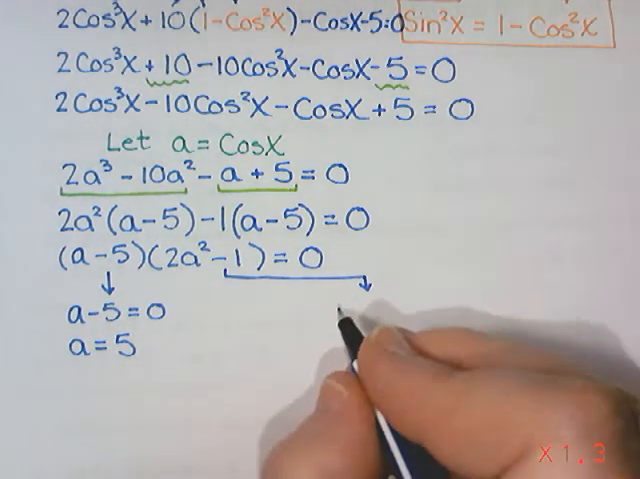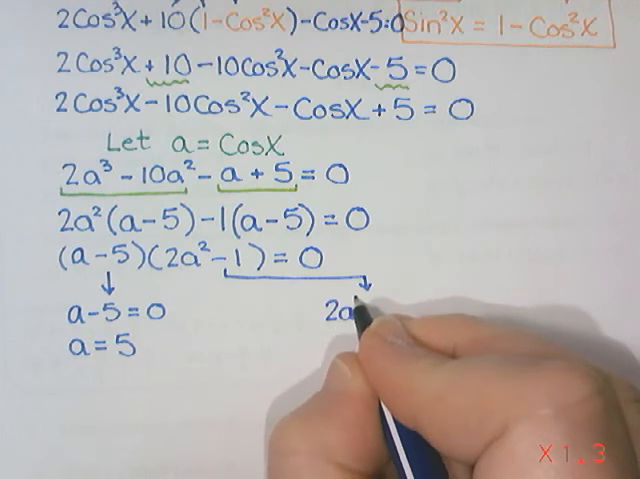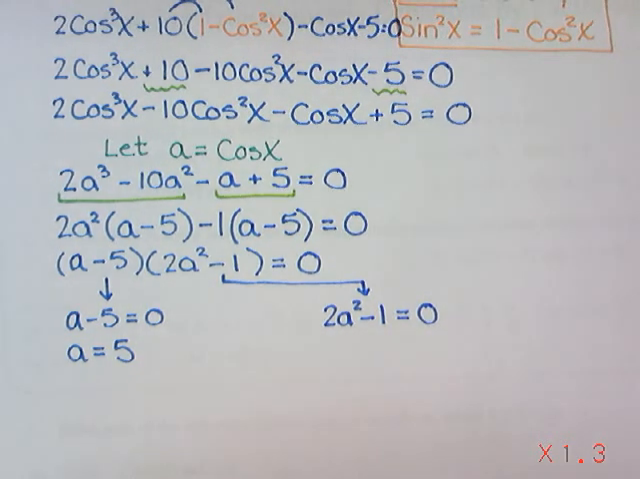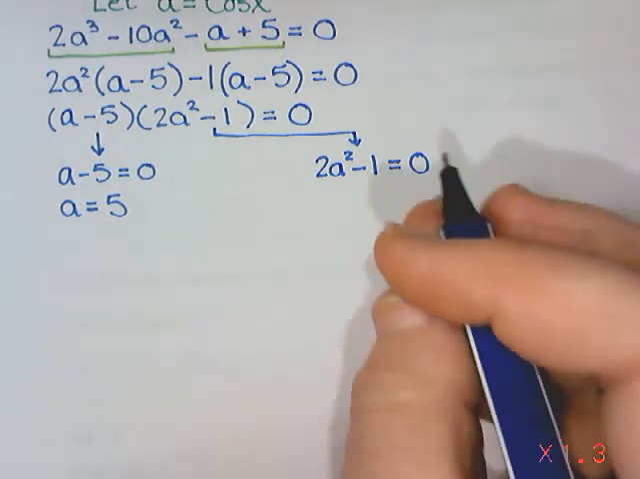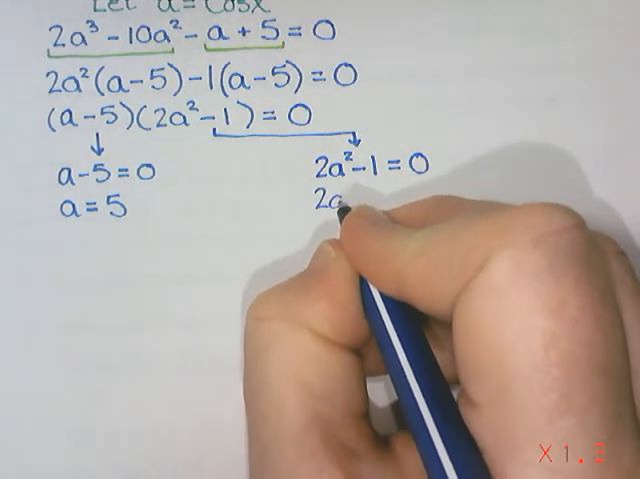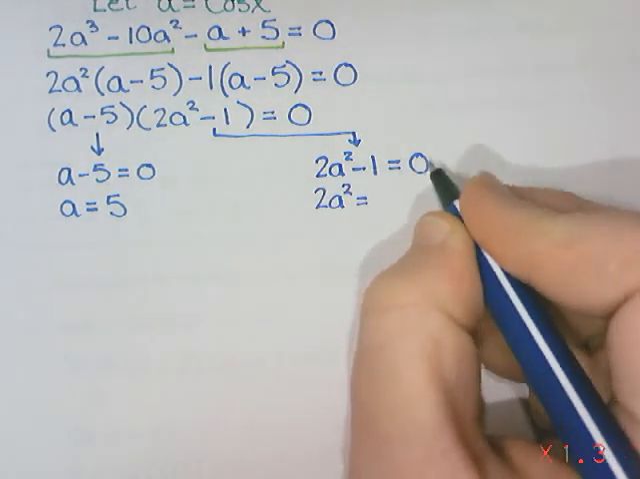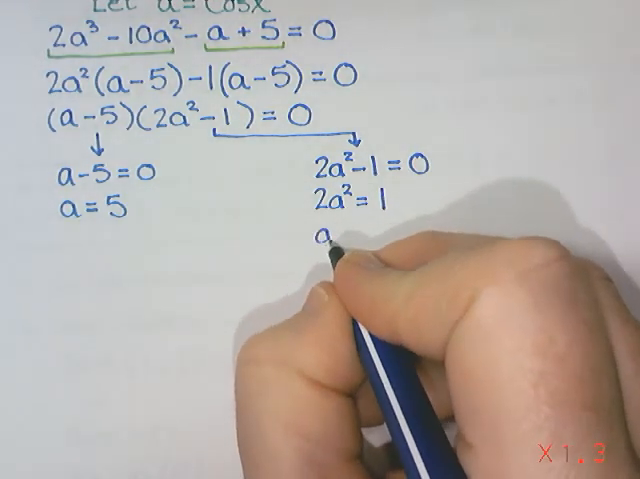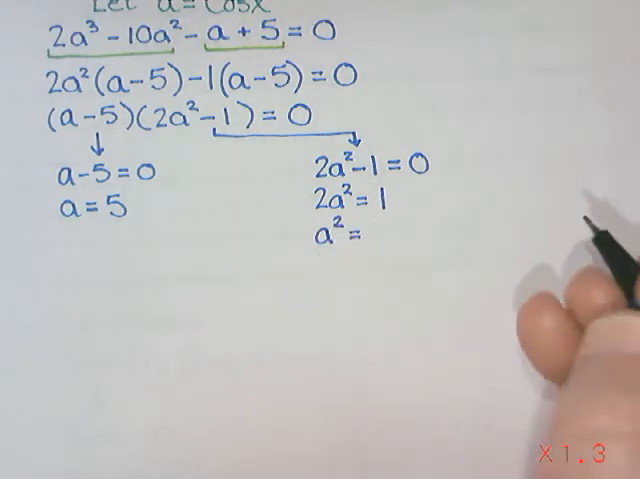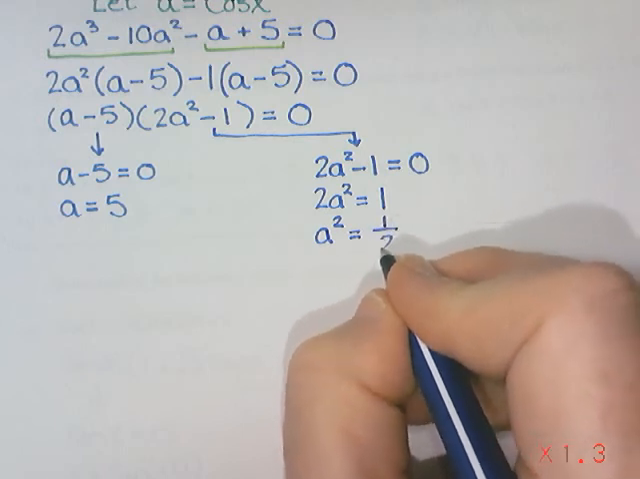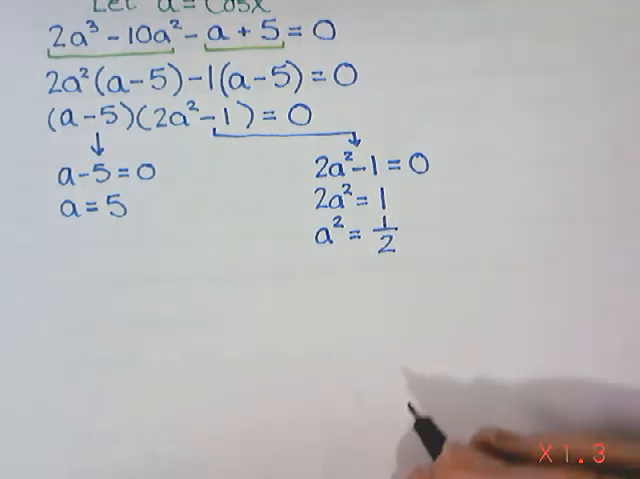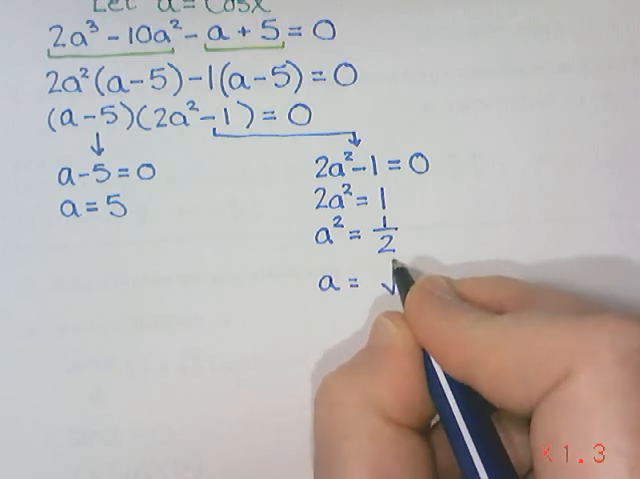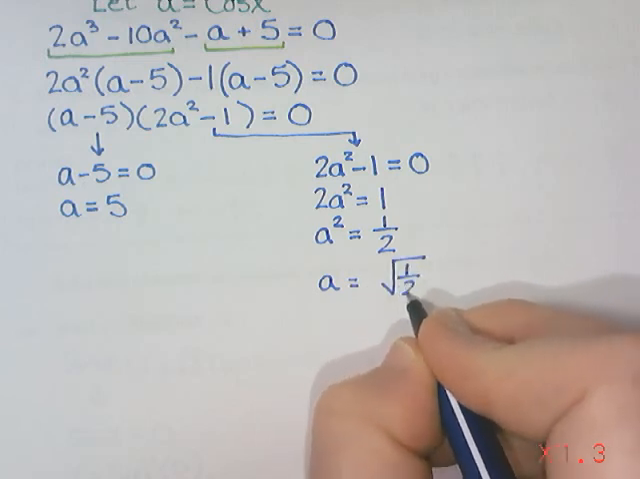I have 2a squared minus 1 equals 0. I'm going to add 1 to both sides to get 2a squared equals 0 plus 1, which is 1. Then I'm going to divide by 2. So a squared equals 1 over 2, or 1/2. And then to eliminate a square, I would square root. So this is the square root of 1 over 2.